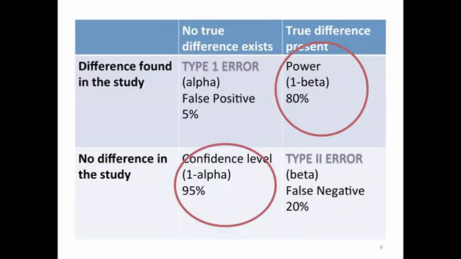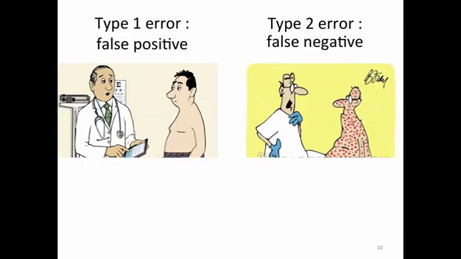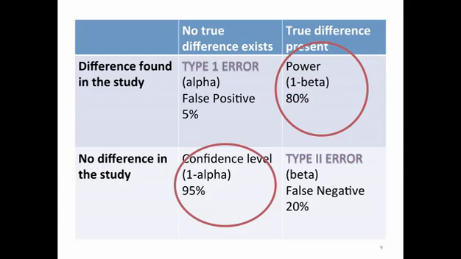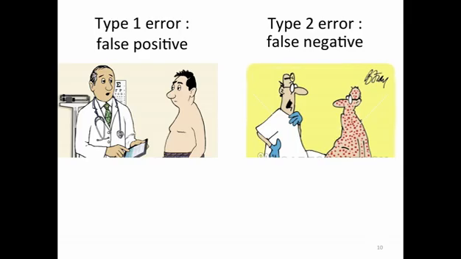The complement of type 1 error rate, 5%, is 1 minus 5%, which is 95%. This gives us the confidence level associated with study results when a p-value of 5% is chosen. The complement of type 2 error rate, 20%, is 80%. This gives us the power associated with a study. So remember, 80% for power and 95% for confidence level. This corresponds to 5% for p-value and 20% for type 2 error.